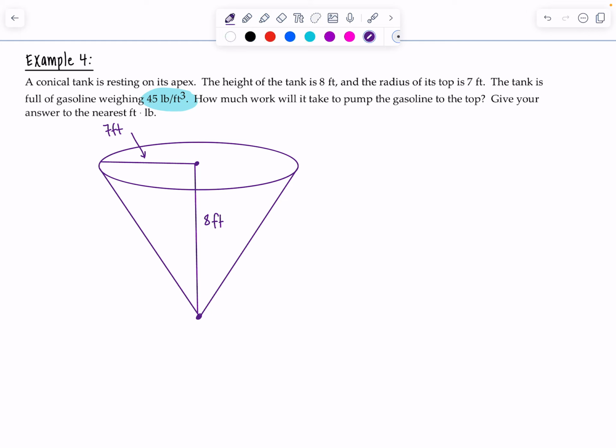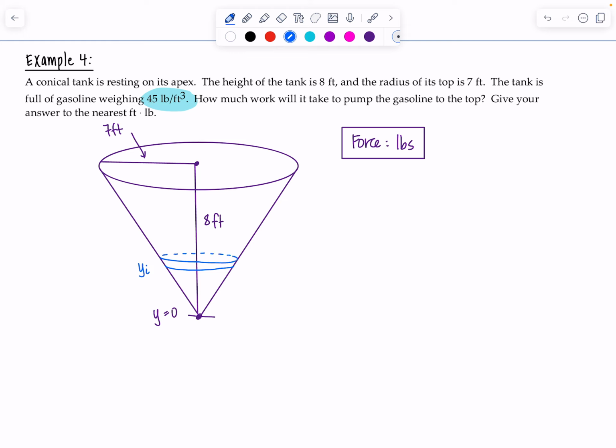So what are the units of force in this problem? That's right, pounds. Okay, very good. So we're going to proceed as usual. I'll call this y equals 0. And then let's slice her up, partition. I'll say right here, that's y sub i. That's y sub i plus 1.